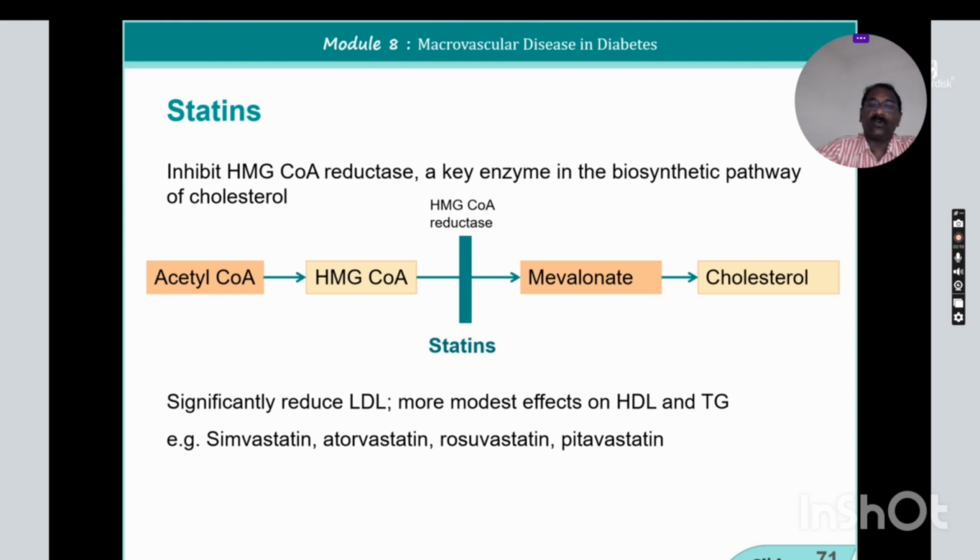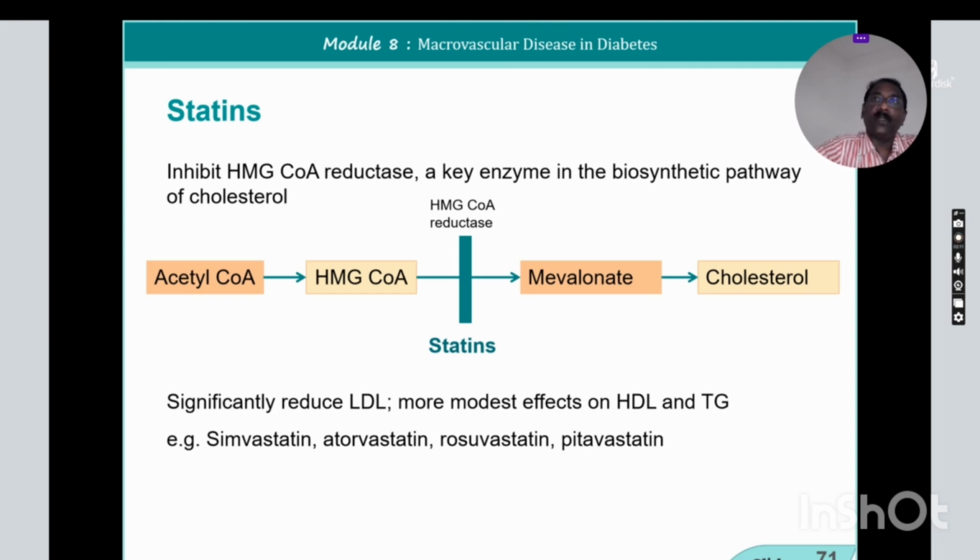Simva, Atorva, Rosuva, Pitavastatin. In America, they use more of the simvastatin. Even today, we see a lot of prescriptions using simvastatin. But in India, we don't use simvastatin. We use either atorvastatin or rosuvastatin. And pitavastatin is useful in HIV individuals. So in India, we use more of atorva and rosuvastatin. And drug to drug, rosuvastatin is superior to atorvastatin. But atorvastatin has been more popular in India for the last 20 years.